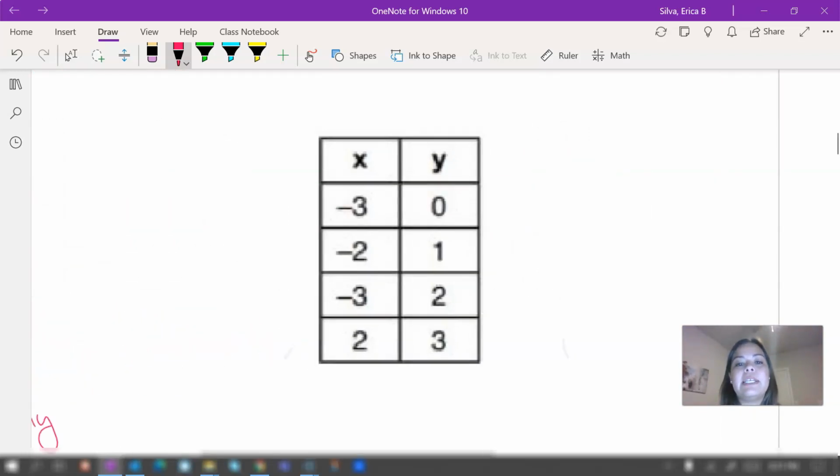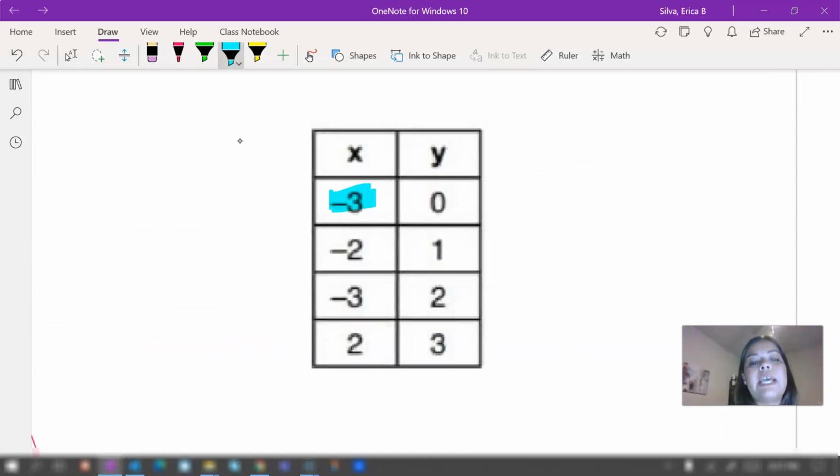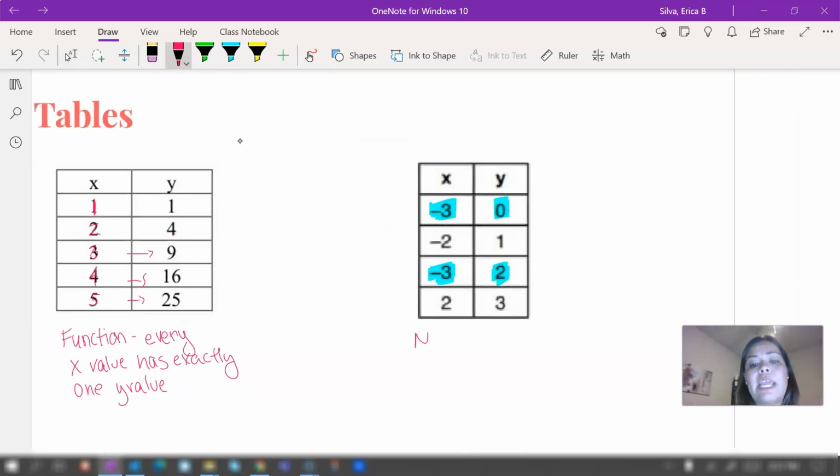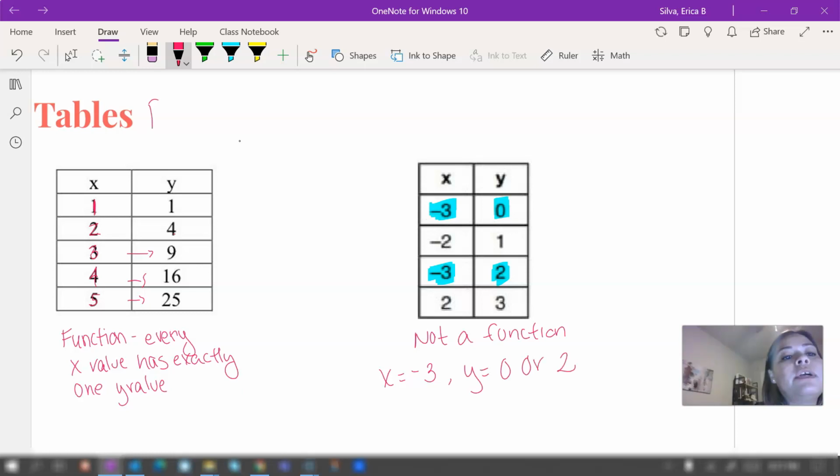All right, let's look at the second example. We have a table here. Notice how this -3 as an x value has a y value of 0. But if you look further down, there's another -3 in that x column, but that y value is 2. This represents a non-function, or not a function, because when x is equal to -3, the y is equal to 2 or 0. A good rule to remember for tables is there are no repeating x values. Let's just write x does not repeat.